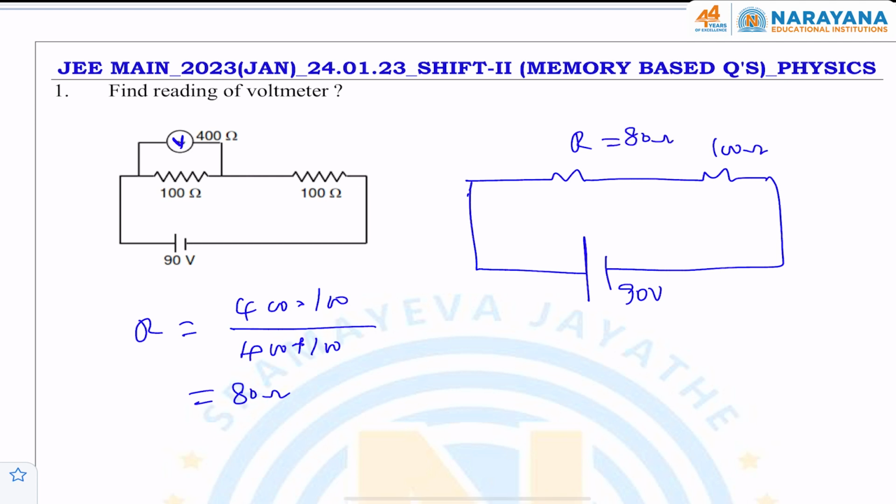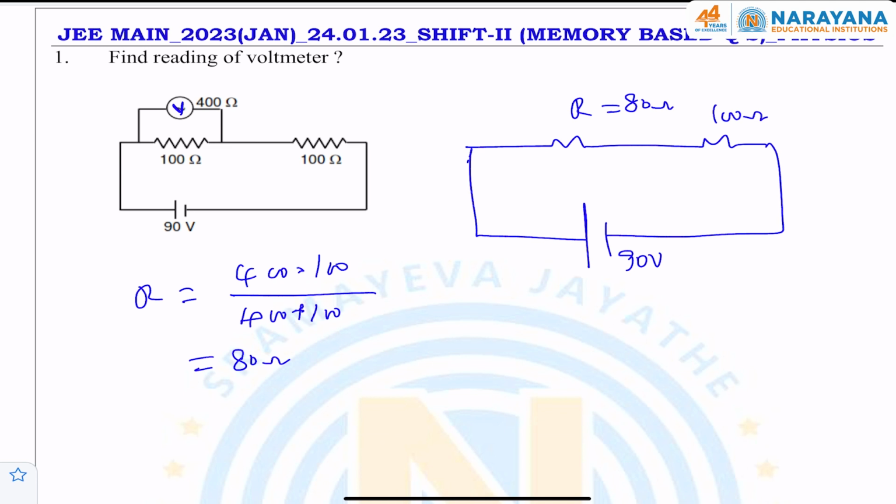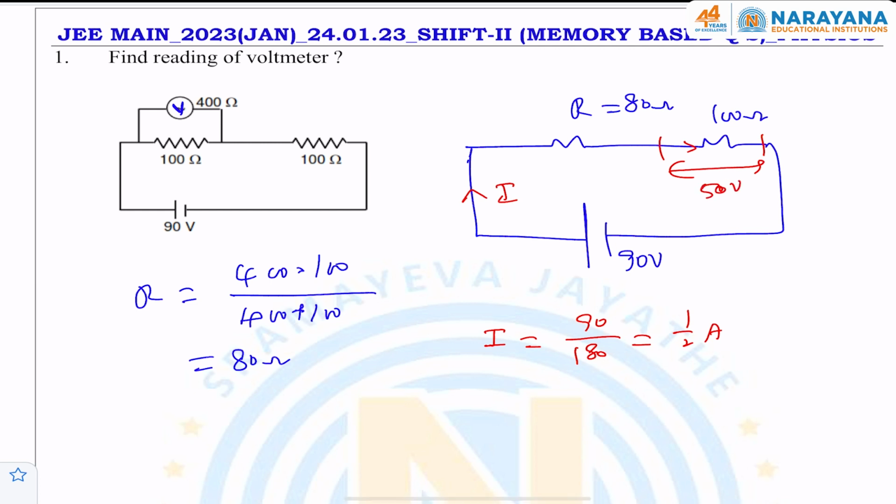If it is 80 ohms, the total resistance of the circuit is 180. So the current flowing in the circuit can be written as I equal to 90 by 180 ohm. It is half ampere. If half ampere is the current, the drop across the 100 ohm resistor will be 50 volt. The remaining 40 volt drop will appear across the voltmeter branch. That is the reading given by the voltmeter. So finally the voltmeter reading is 40 volt.